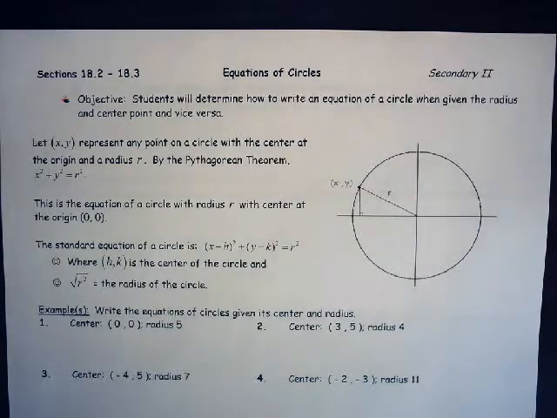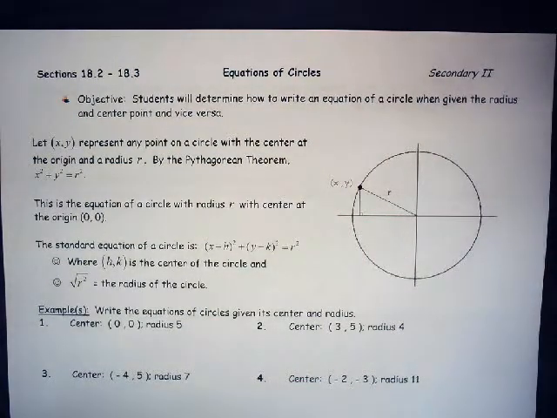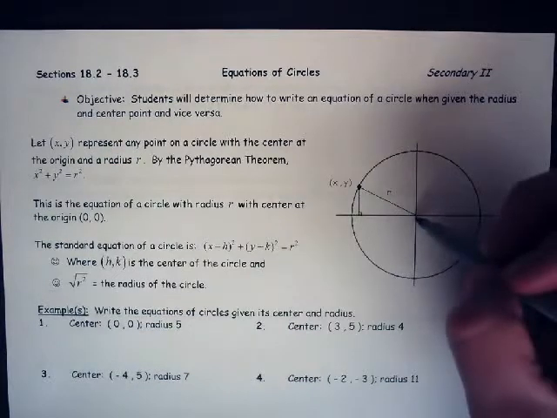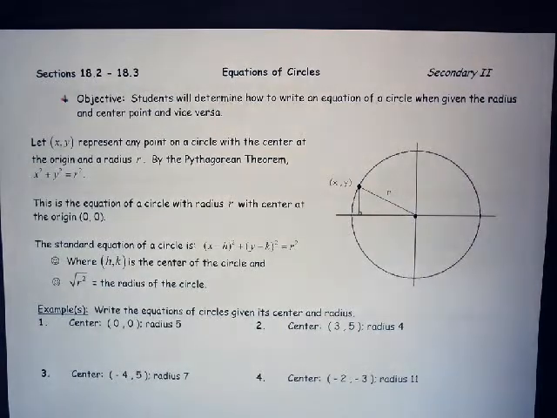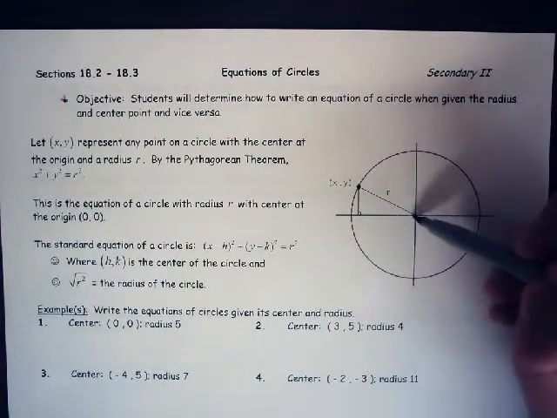So let's first figure out how we came up with this equation. Let x, y represent any point on a circle. So we have a picture over here with x, y as a point on the circle, with the center, the origin, at 0, 0, and a radius of r. So the radius would be represented right here by this hypotenuse.